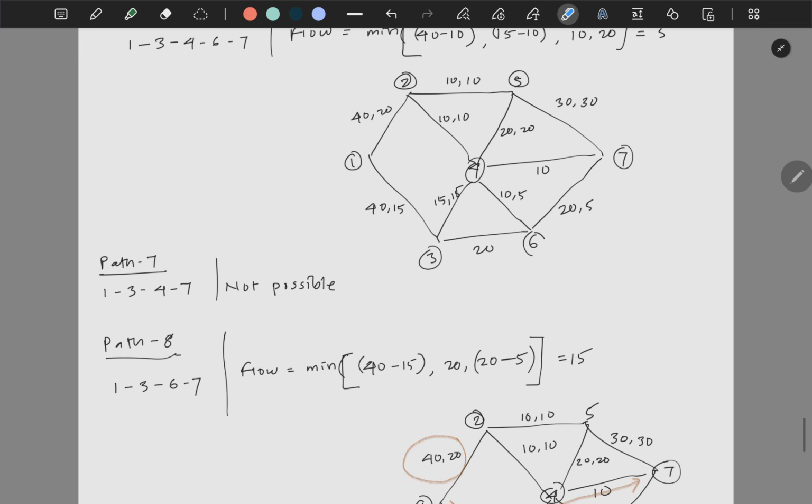Then the next path is 1 3 4 and 7. Here if you see, this is already exhausted, 15 comma 15, so no more liquid can flow through this. So that's why there is no flow possible.